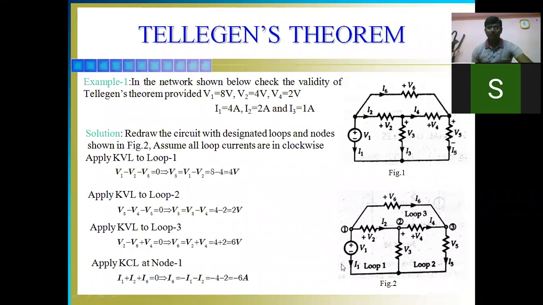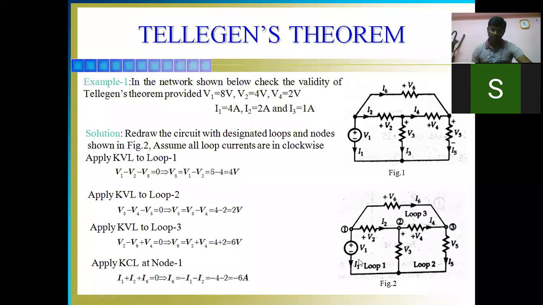Then apply KVL to loop 1. Here we know V1 and V2, but we don't know V3, and we need to find V3. So for that, apply KVL to loop 1. This gives V1 minus V2 minus V3 is equal to 0.